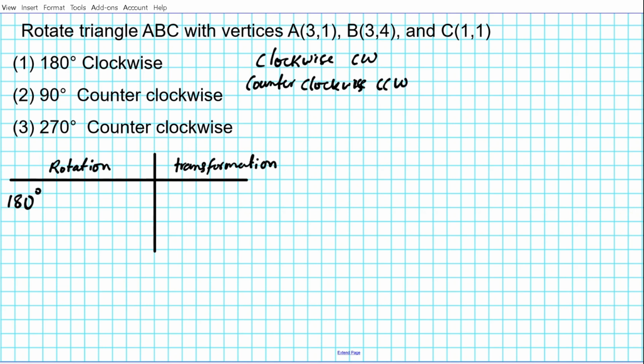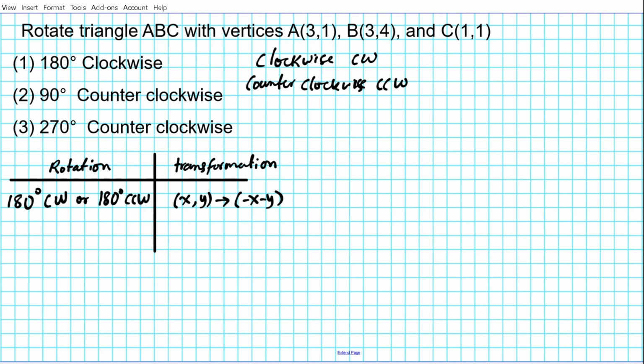So 180 degrees clockwise is also the same thing as 180 degrees counterclockwise. It'll take you to exactly the same place. So what does that do? It takes the point xy based on our formula and it maps it to negative x, negative y. So this is the rule that we're going to be using here.